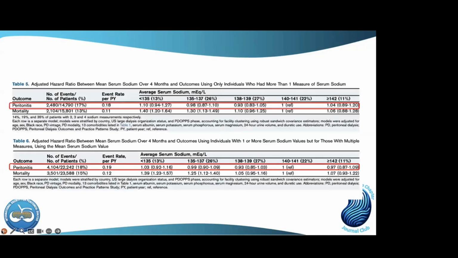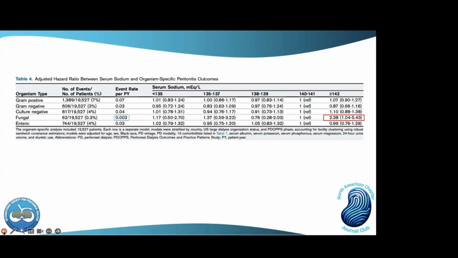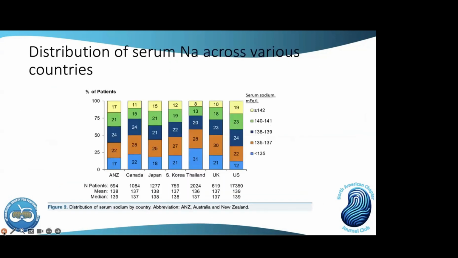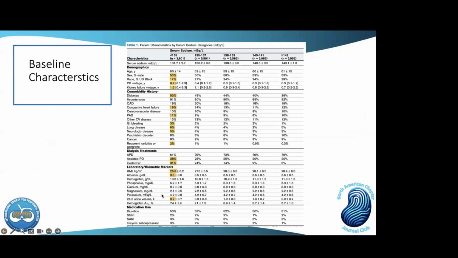And I found it interesting that they divided the groups up with the lowest group less than 135, which I don't know about you guys, but when I see greater than 135, I'm like, okay, it's the less than 135 that drives me crazy. And why wouldn't we try to look a little bit more detail in those lowest sodiums where maybe the impact would have been more pronounced?